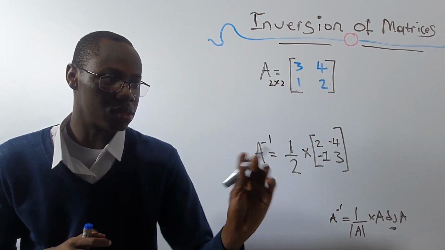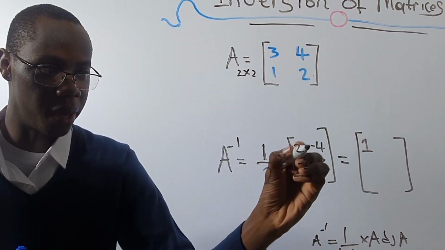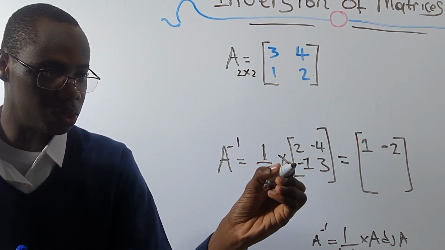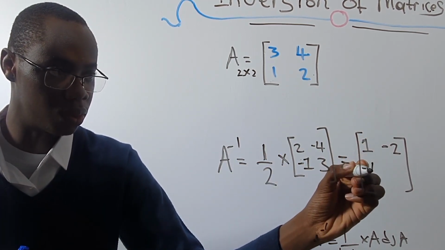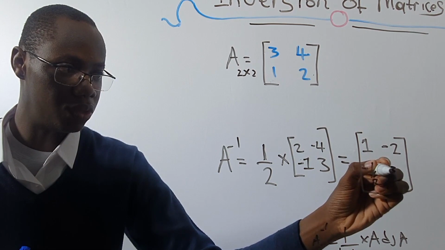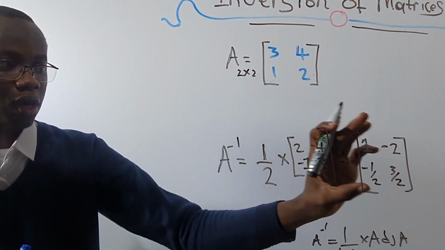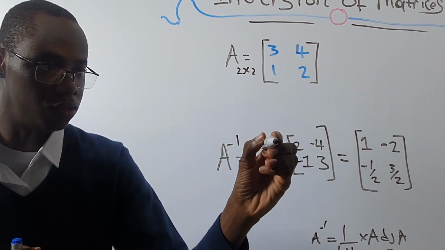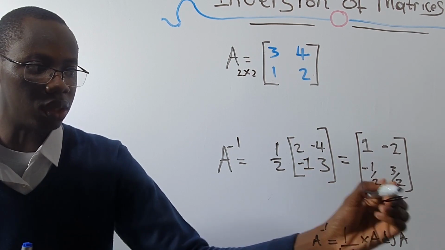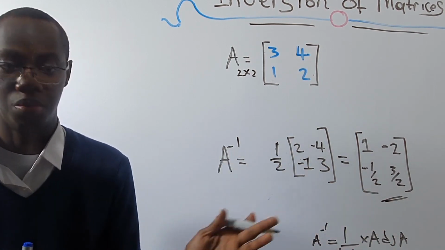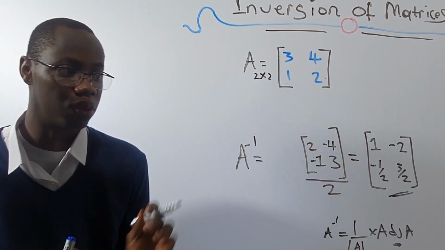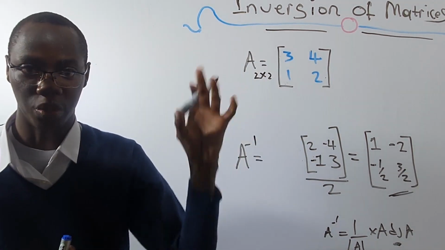You can leave it like this, or 1 over 2 multiplied by minus 4, that will be minus 2. 1 over 2 multiplied by minus 1, that will be minus 1 over 2. And 1 over 2 multiplied by 3, that will be 3 over 2. So you can leave your answer like this, still the same thing. Or you could leave your answer like this, just 1 over 2 multiplied by this. Or you can multiply them to bring them out like this. Very simple. Or you can simply put the 2 under like this. Still the same thing, still the same outcome. So that's the inverse of this 2 by 2. How about 3 by 3?